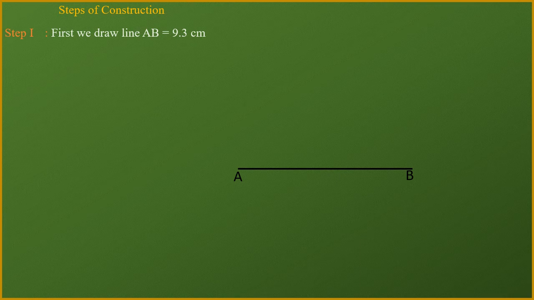Because I am plotting here under root of 9.3. So without square root, you take the length of AB as 9.3. Okay, please draw this figure with the help of ruler, pencil and the other geometrical instruments.